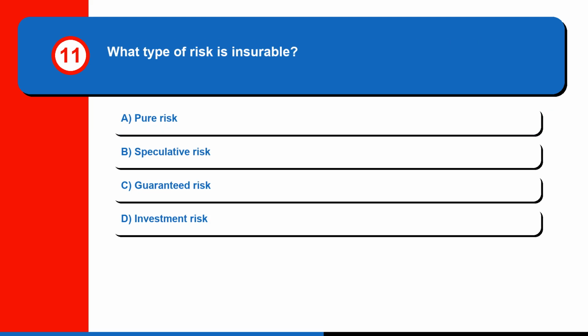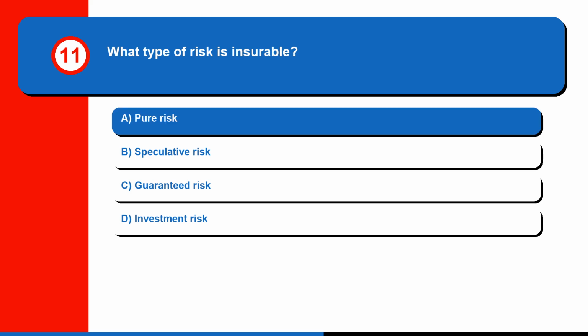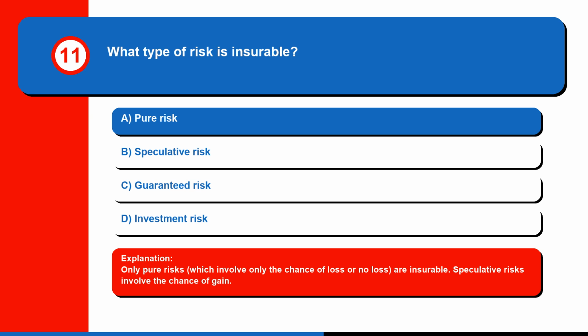Question 11. What type of risk is insurable? A. Pure risk. B. Speculative risk. C. Guaranteed risk. Or D. Investment risk. The correct answer is A. Pure risk. Only pure risks, which involve only the chance of loss or no loss, are insurable. Speculative risks involve the chance of gain.